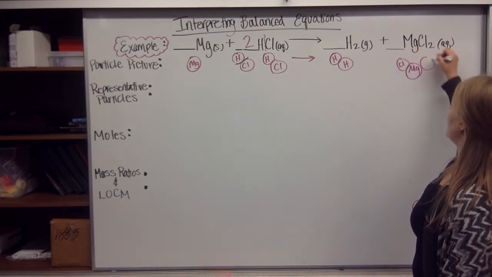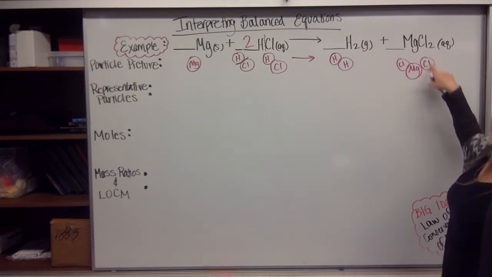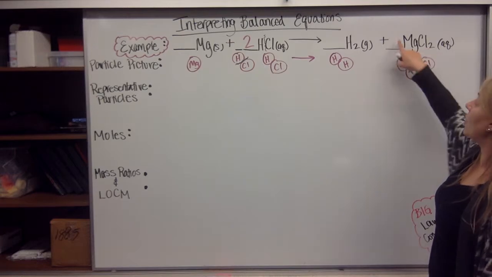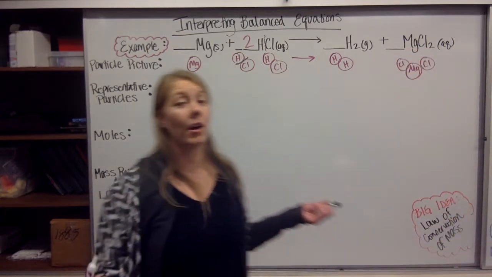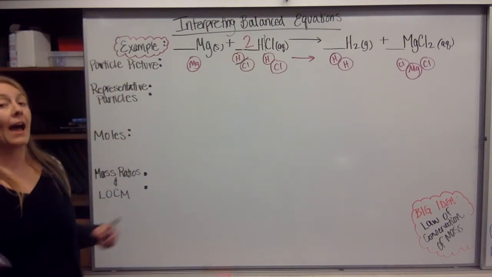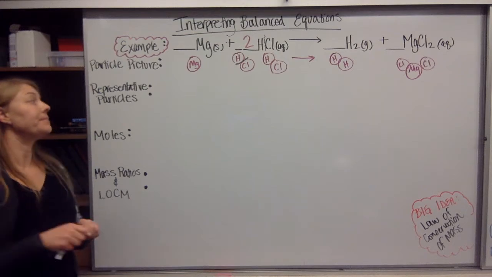I'm going to do a little Mickey Mouse ear action here. 1 Mg attached to 2 Cl's. Mg, 2 Cl's, and I only have 1 of them, so there it is, right? So that's interpreting based on a particle picture. It's just really showing what we have in terms of atoms bonded together or not.